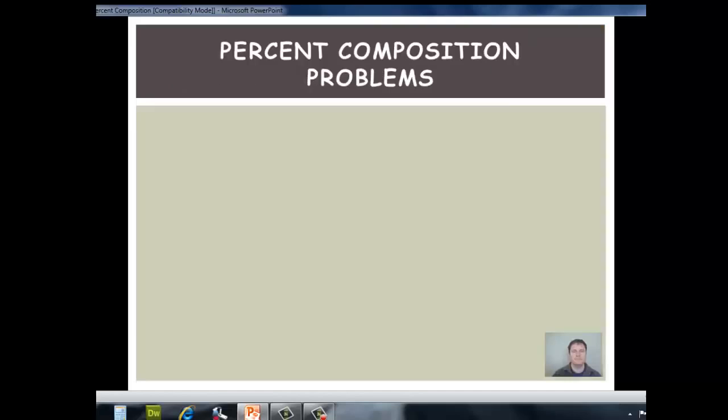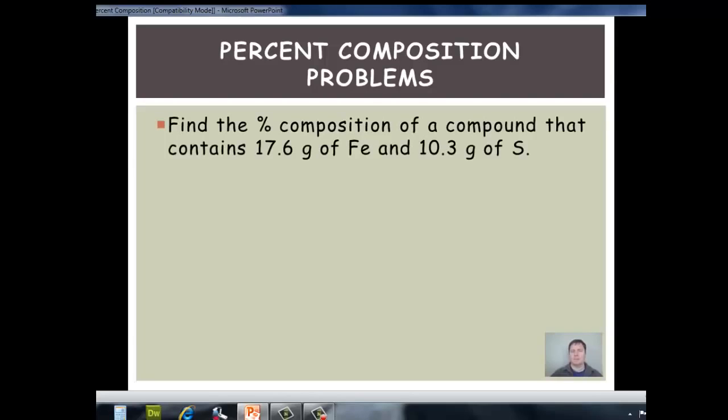So, let's get started. Quick look at what we did last time, right? We talked about percent composition. Problem like this: find the percent composition of a compound that contains 17.6 grams Fe, iron, and 10.3 grams of sulfur. So to do this, what we needed to do is divide by the total mass, right? So we found the total mass gave us 27.9 grams.